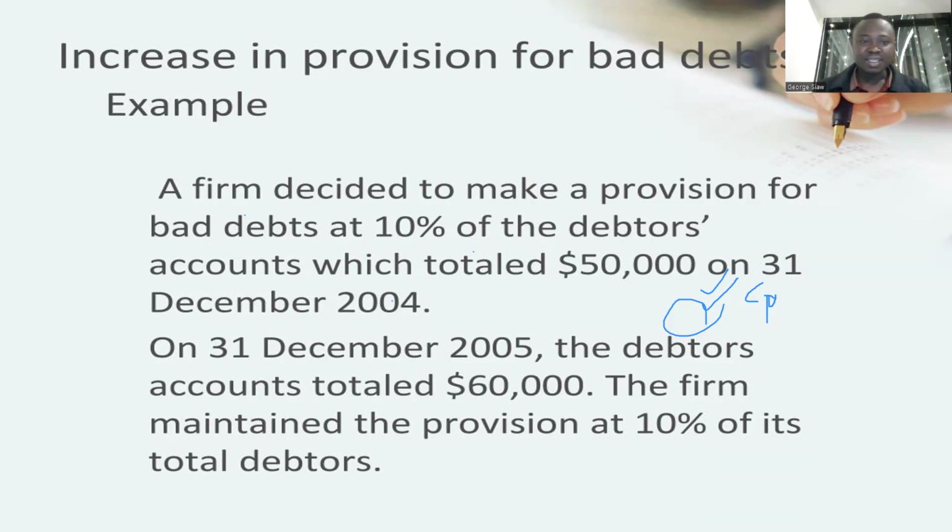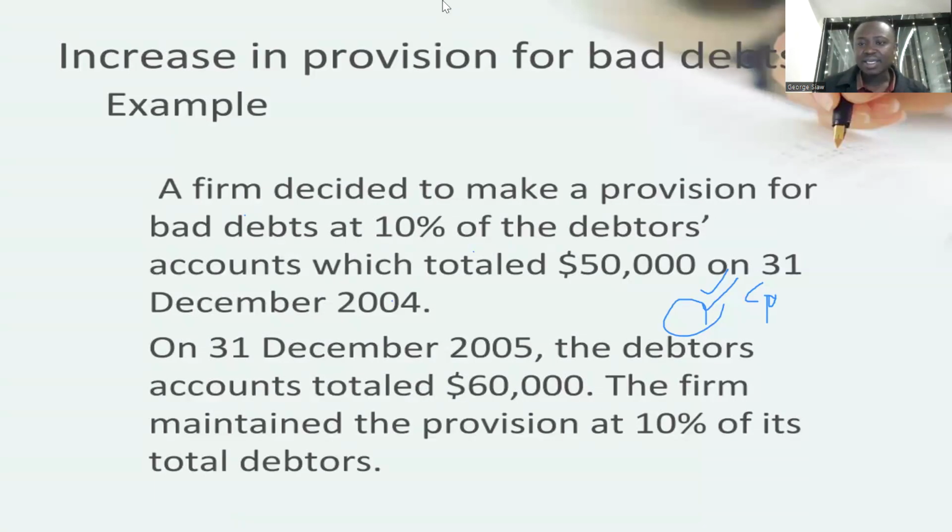So a firm decided to make a provision for bad debt at 10% of the debtors figure, or the debtors account, which totaled $50,000 on 31st December 2004. So let's end here. Now, a firm has decided to make a provision for bad debt at 10% of the debtors figure. So provision is always made on the debtors figure. Even if the question is silent about the provision, note that the provision is always made on the debtors figure.